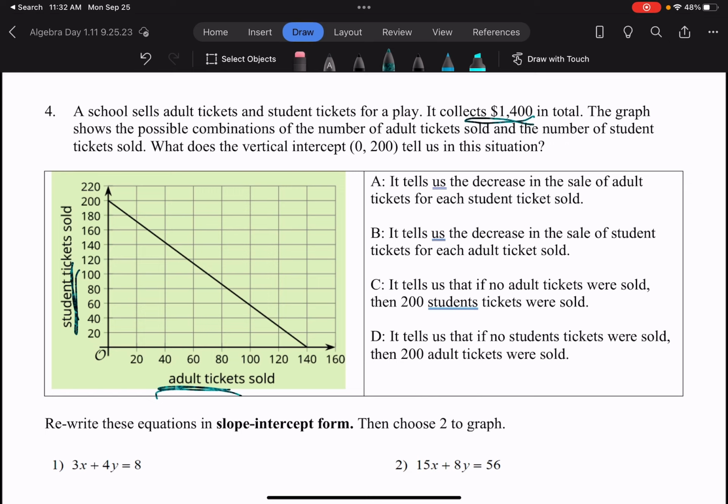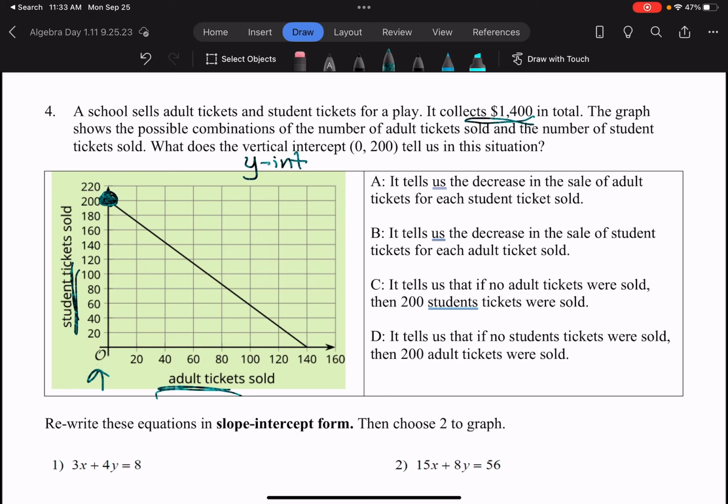What does the vertical intercept tell us in this situation? Remember, vertical intercept is the same as the y-intercept, right here. So when we have the vertical intercept here, we are looking at 200 student tickets and 0 adult tickets. So let's look for an answer option that matches that.